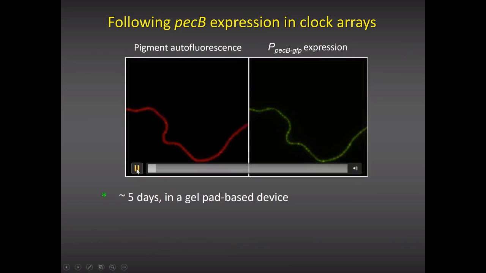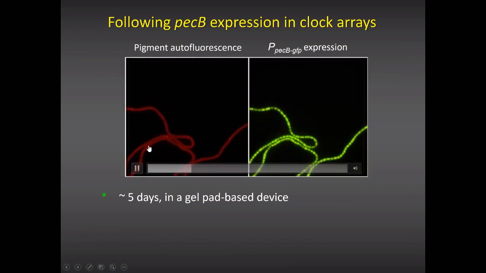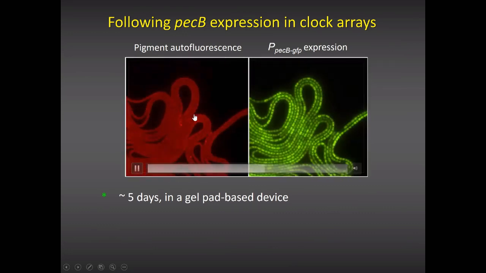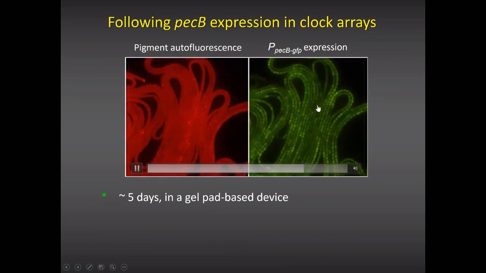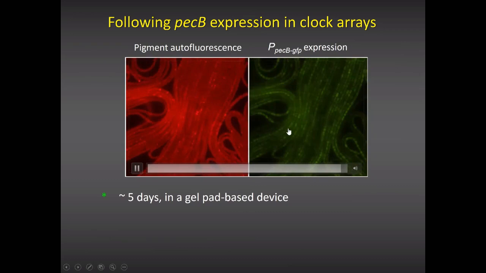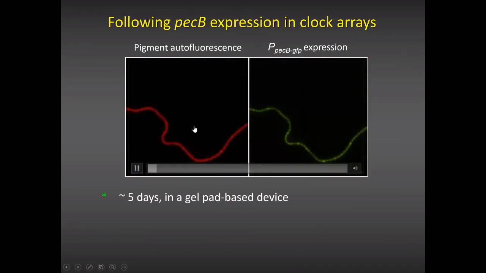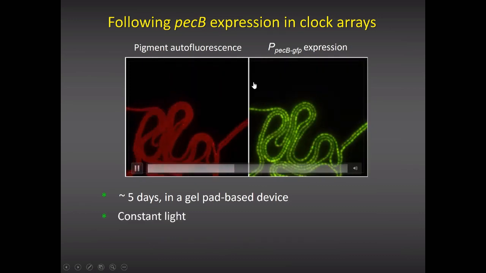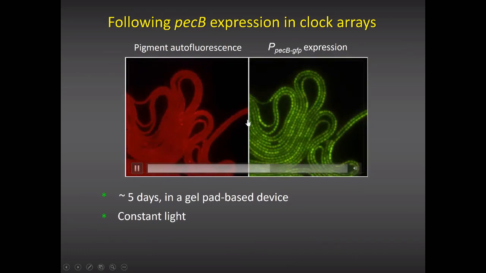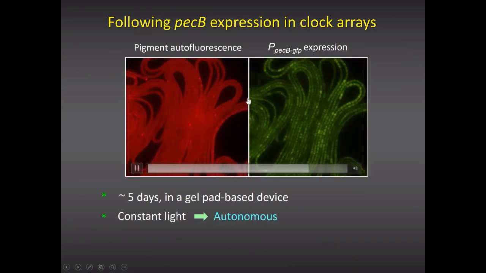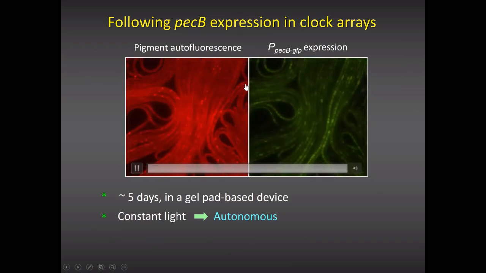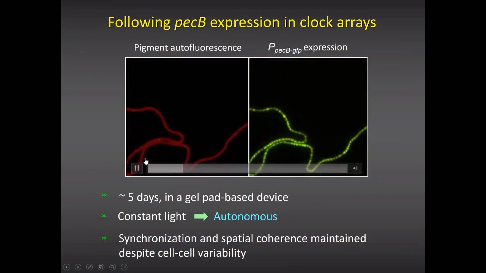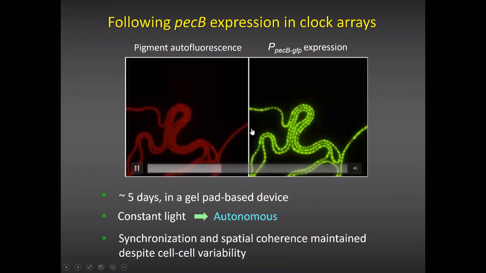Here I show you a typical movie that we took in the lab. At the left, in red, you can see the autofluorescence of pigments in Anabaena. At the right, the expression of pecB from its promoter. This movie was taken for about 5 days, every 30 minutes, in a gel pad-based device. The cells were grown under constant light condition, which suggests the autonomous behavior of the clock. And as you can see, synchronization and spatial coherence are maintained despite cell-cell variability.